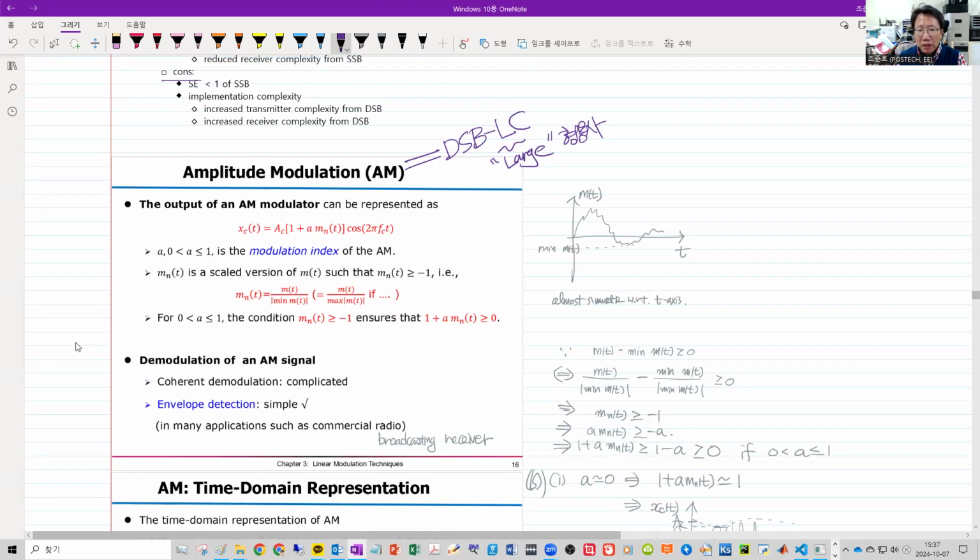So what does this mean? In order to make it precise, we introduce the notion of the modulation index of the AM. By the way, there are other modulation indices for other modulations. So you'd better say this modulation index as the modulation index of the amplitude modulation.